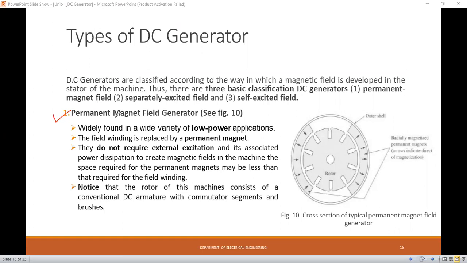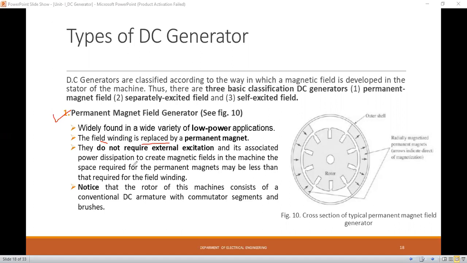म्हणजे आपल्या construction मध्ये जी काय field winding आहे, we are using here electromagnet. That means the field winding can be replaced by using a permanent magnet. See, the field winding can be replaced by a permanent magnet. They do not require external excitation.